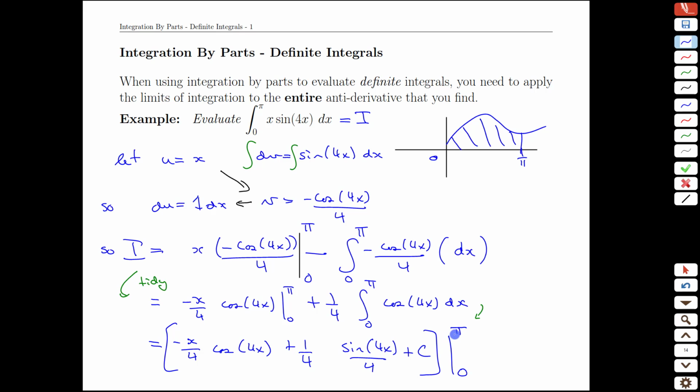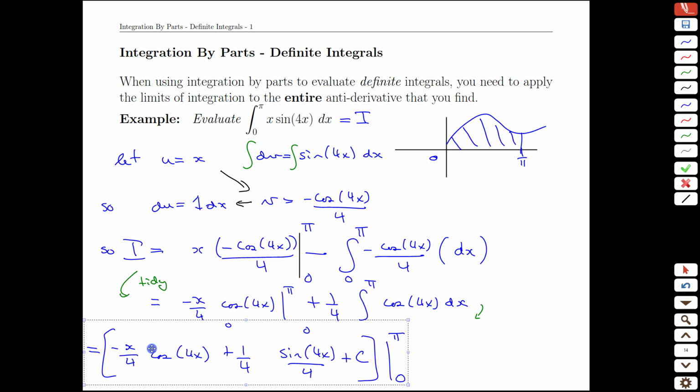Which leaves us with one last step of subbing in the pi and the 0 into this antiderivative formula we've just generated. If we give ourselves a little space, we can complete that right here. If we have pi, we're going to have negative pi over 4 cos of 4 pi. Think about that for a second. Cos of 0 is 1, cos of 2 pi is 1, cos of 4 pi is, oh, that's just 1.